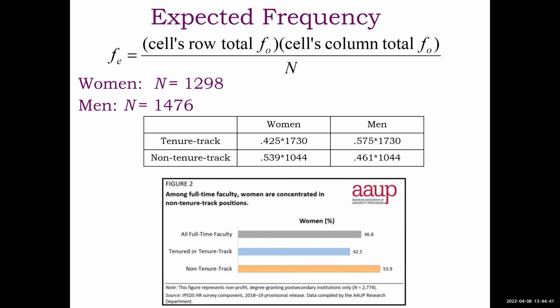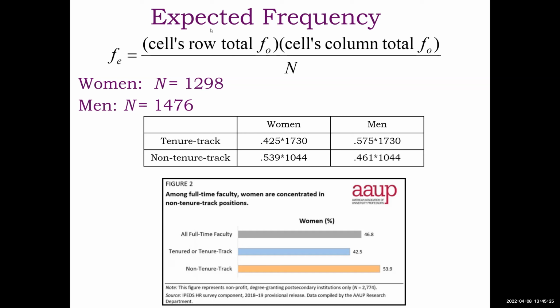So going back to our example, we know that there are 1,298 women and 1,476 men. We just calculated that for our first example, right? Now, to figure out how many people were in tenure track versus non-tenure track jobs, I used algebra. I'm not going to walk you through that, but if you're interested in knowing how I did it, I'm happy to tell you. If not, just take my word for it that 1,730 people were in tenure track and 1,044 were in non-tenure track jobs.